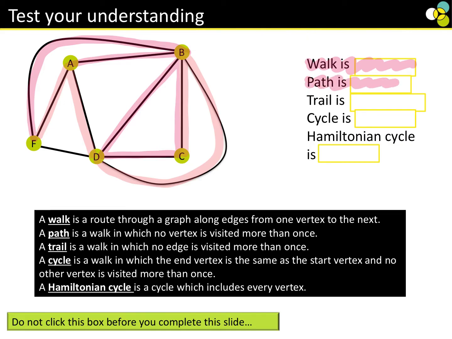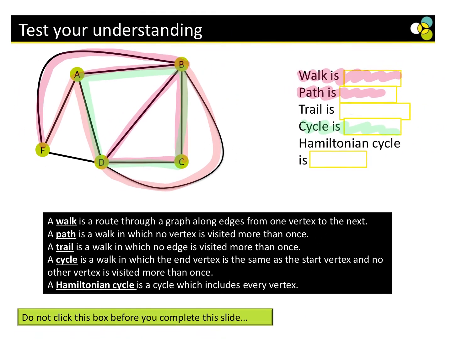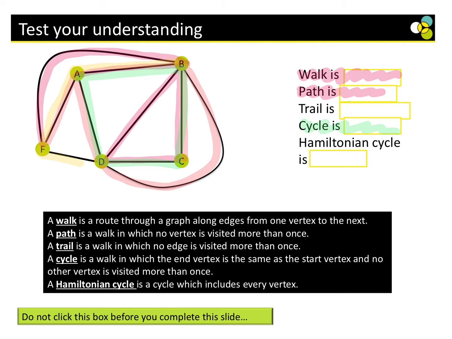Okay, and this will make more sense as we go through. A trail, no edge is visited more than once, so we can't do double edges. A cycle we could just do A, D, C, B. And then a Hamiltonian cycle is where every node needs to be visited, okay? So, to do that, we could have literally B, A, F, D, C, B. Nice and simple.